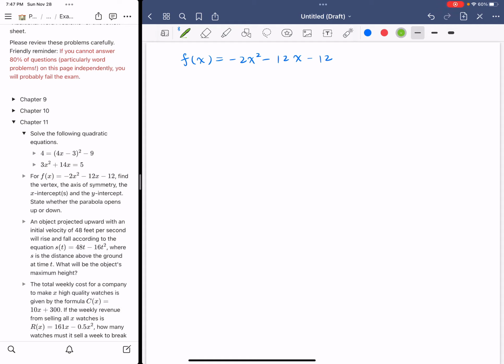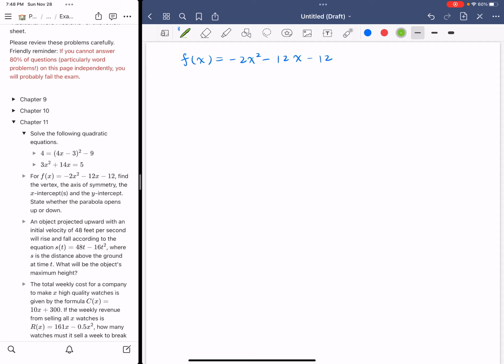Okay, so we're given a quadratic function, and they want you to find out the vertex, the axis of symmetry, the x-intercepts, the y-intercept, and state whether the parabola opens up or down. So it does involve a lot of things. Let's do a quick review about quadratic functions and its graph.